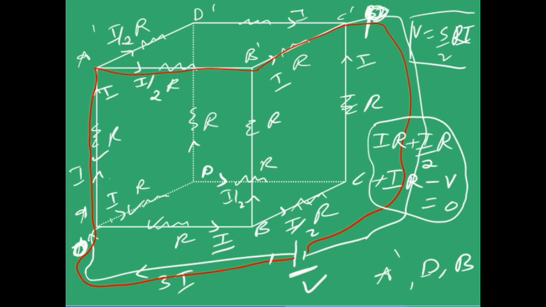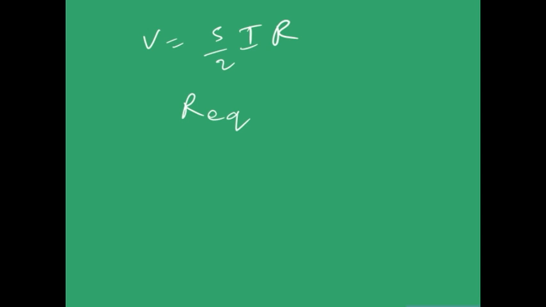See, V is equal to 5 by 2 IR. This is your equation. And if I replace the entire system with a single resistor which has some equivalent resistance Req, say, then my current which enters from the battery is 3I. Note this. You are prone to make a mistake here. It's not I. I took the current to be 3I at the beginning. So this current into the resistance should give me the potential difference across those two endpoints of the body diagonal, right?